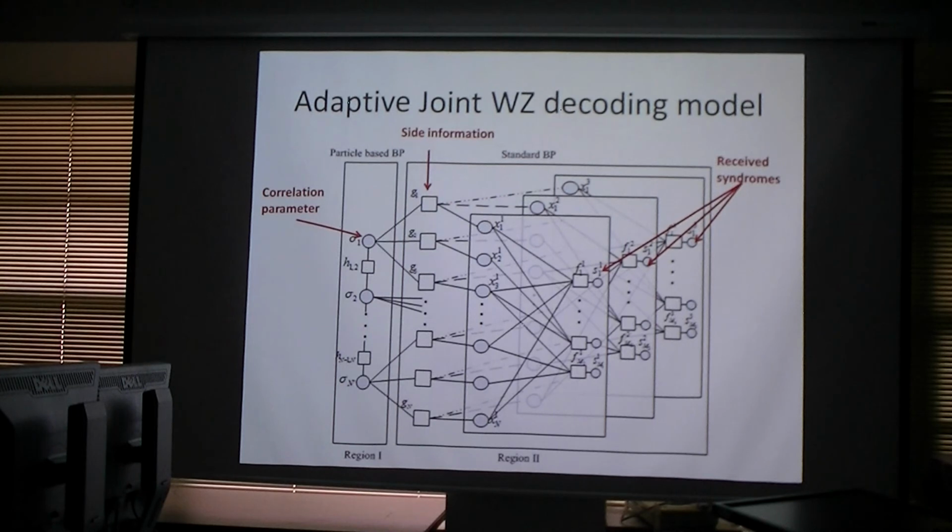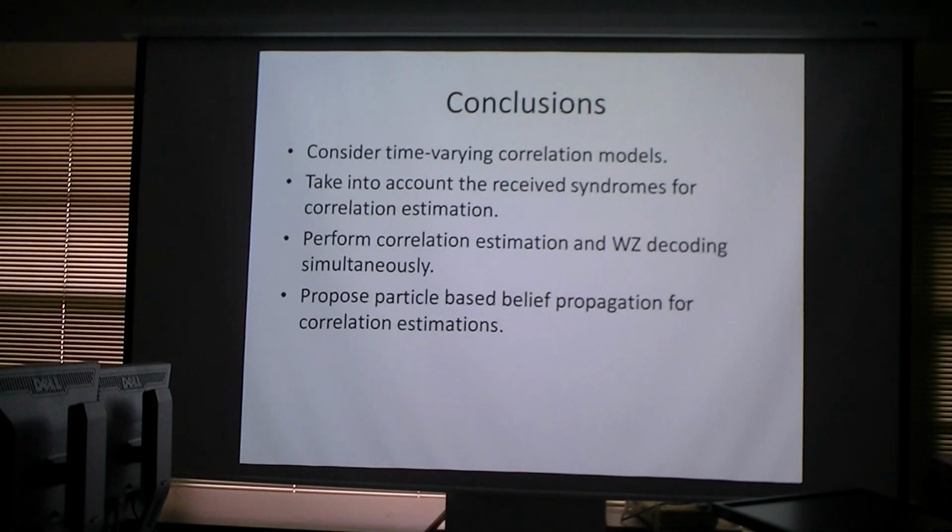Now we'll show the conclusions. Here we consider the time-varying correlation models, and we take into account the received syndromes for correlation estimation. And here we design a model for performing Wyner-Ziv coding and correlation estimation simultaneously. And we propose a particle-based belief propagation algorithm for correlation estimation.